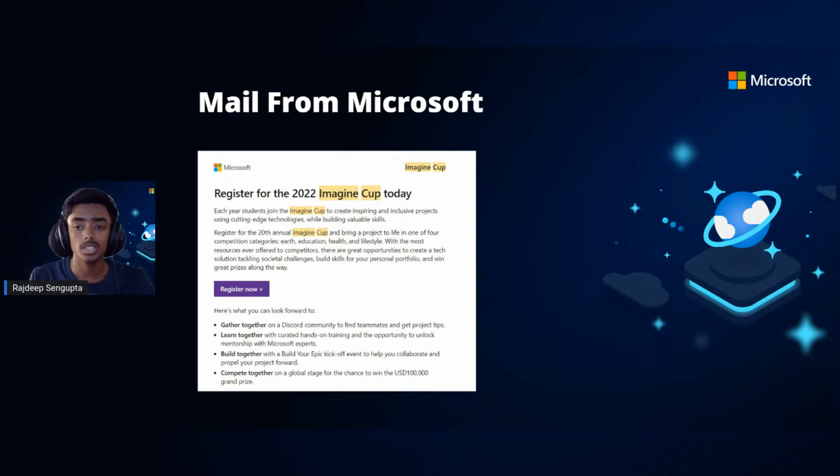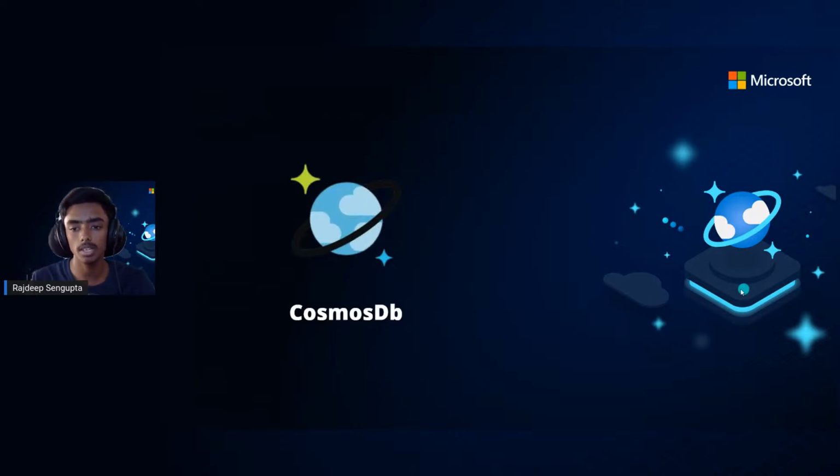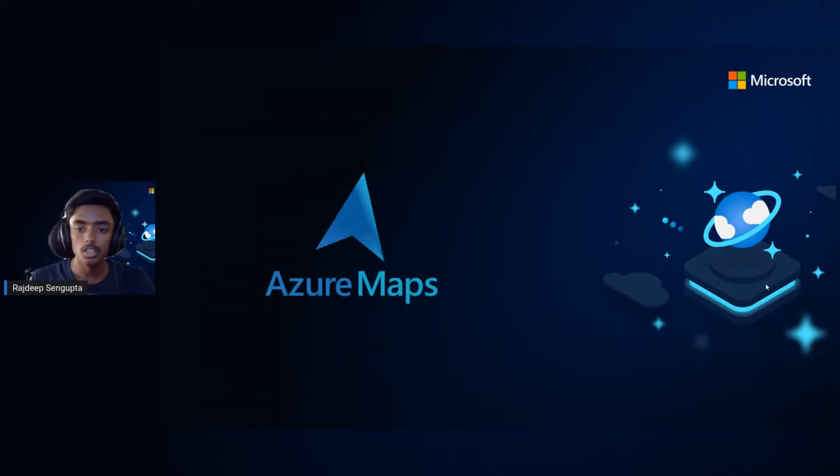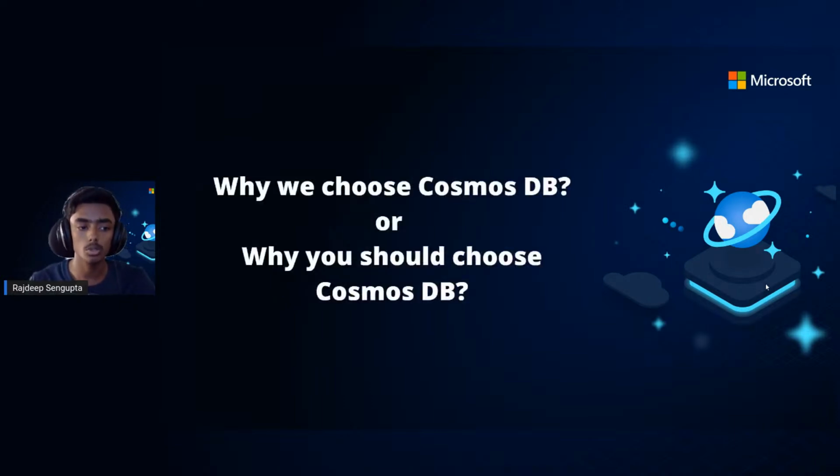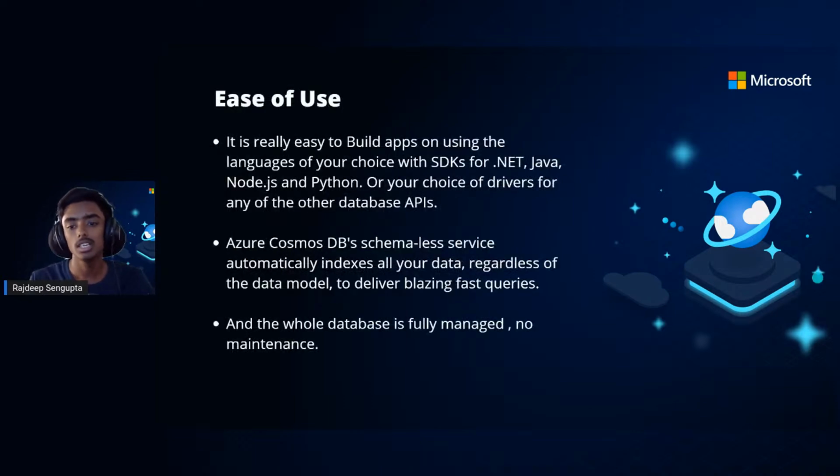And from then, within the first week of January, we were able to build a full stack web app with Azure Cosmos DB as our main database. Now, there are lots of reasons why we chose Cosmos DB as our main database over MongoDB or any other database. So let's move on to that part. Why we chose Cosmos DB as our main database, and why you should also choose Cosmos DB as your main database. So the first point is ease of use.